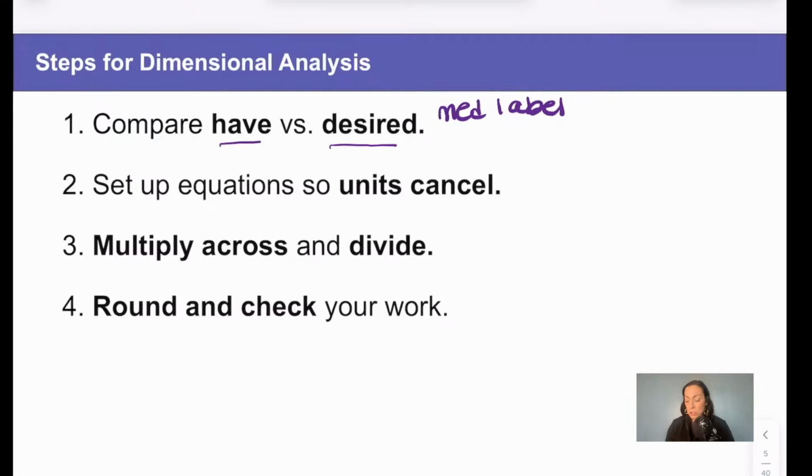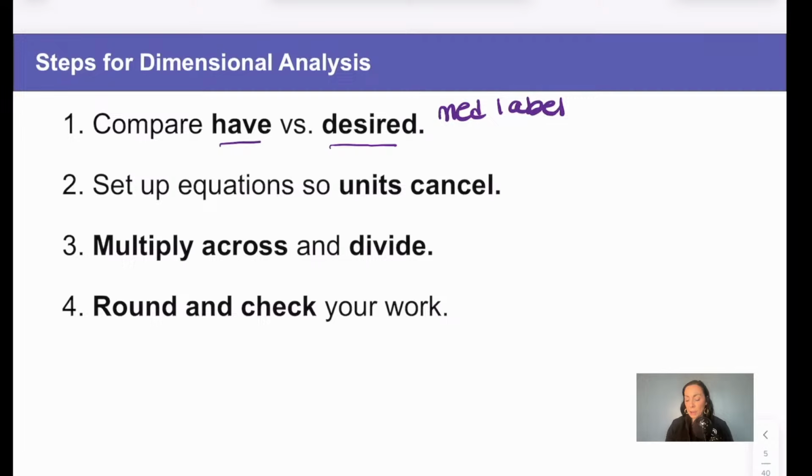So after you've determined what you have and what's desired, or compared that, you're going to set up your equation, and we're going to set it up so our units cancel. So I will walk you through those steps. Then you're going to multiply across, and then you're going to divide, and that's going to give you your answer. I find this a really great way to, you just write down, make sure all of the numbers they're giving you are plugged in, and it's really hard to mess up this way. Once you finish the problem, we're of course going to check our work. We want to verify, make sure we've rounded it properly.